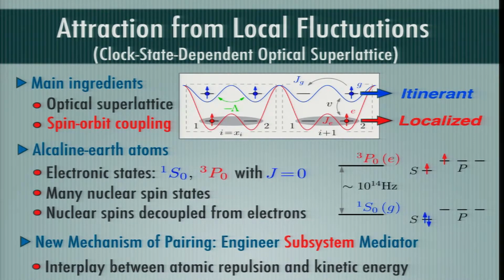The main ingredients are alkaline earth atoms, where we use the multiplets 1S0 and 3P0 that have total angular momentum 0, and they are separated by something like 10^14 hertz. The whole idea is to induce some sort of spin-orbit coupling in the system, and engineer a subsystem that acts as a mediator in order to generate pairing and superfluidity. So we want to play with these two states, where we put the atoms either in the state 1S0, which I call G, or 3P0, which I call E, and generate a superfluid. That is the idea.